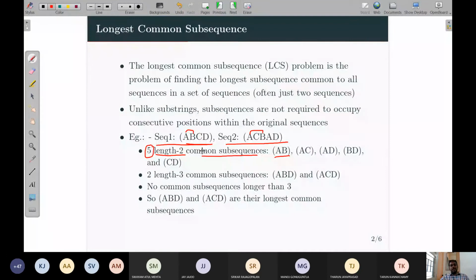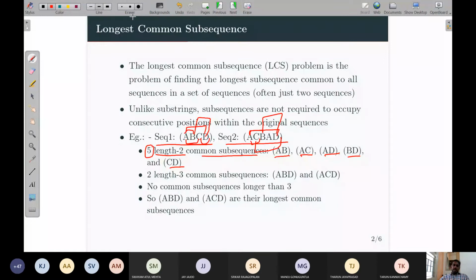In between, one C is there, but we don't bother. It's a subsequence, not a substring. AC is also a common subsequence because we have AC here, AC here, in the same order. AD here, AD here. Okay. BD, what about BD? BD here, BD here, so it is also there. CD is here, CD is here. In between, B and A are there, but it's still a subsequence.